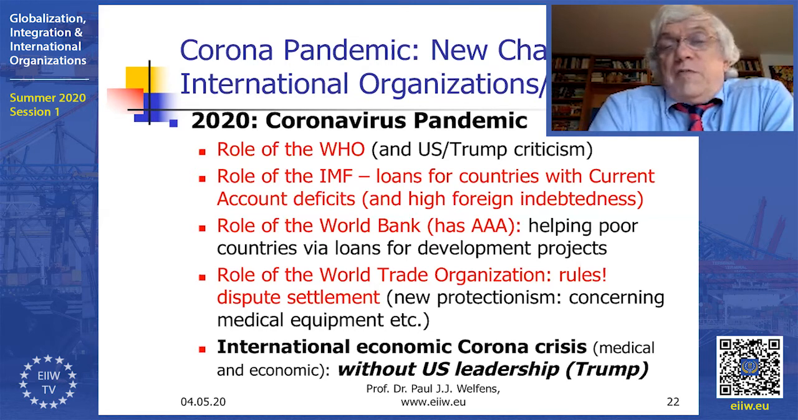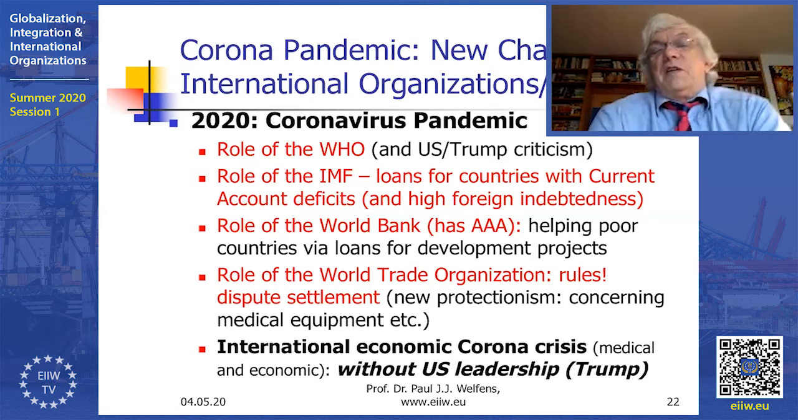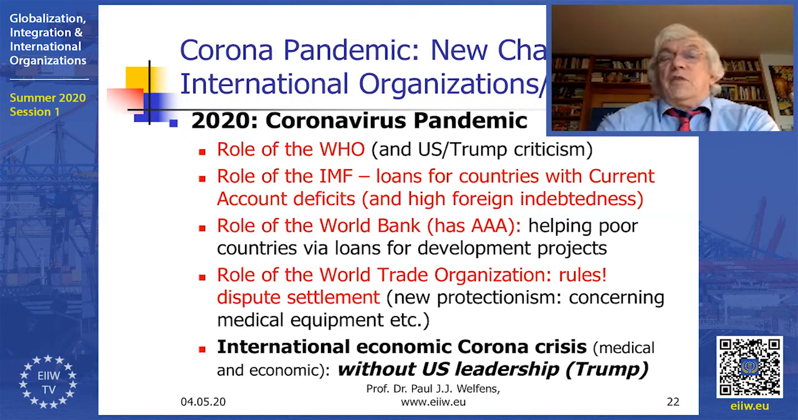There's a particular role of the World Bank. The World Bank has a AAA rating. If you have a AAA rating, that means you can place a World Bank bond at a very, very low interest rate in international capital markets, and then you can use the proceeds to finance projects in poor countries. So you're helping poor countries via loans for development projects. The World Bank pays much, much lower interest rates than, let's say, governments of developing countries. So this is an advantage for developing countries to be a World Bank member country.